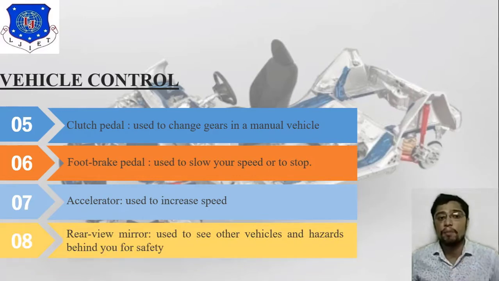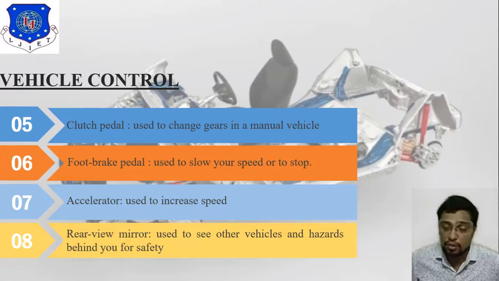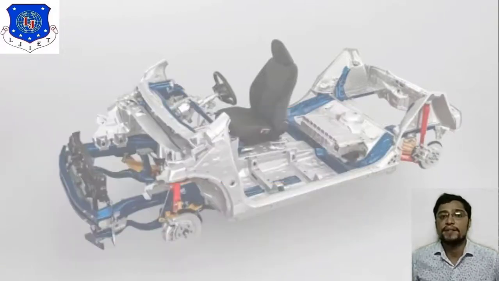Next one, that is the rear view mirror. It is used to see other vehicles and hazards behind you for safety purposes. So this is the vehicle control concept. So move forward to the next slide.